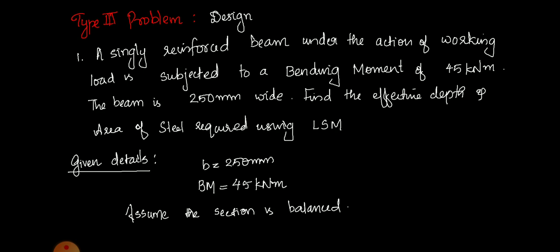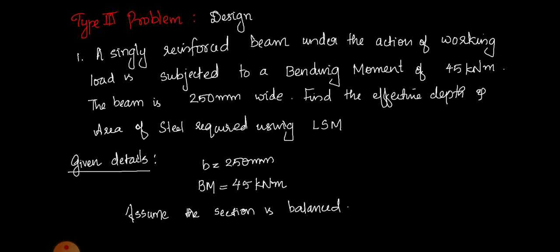Coming to type 3 problem or the design type problem, listen to the question. A singly reinforced beam under the action of working load is subjected to a bending moment of 45 kN meter. The beam is 250 mm wide and find the effective depth and area of steel required using limit state method. This question is given to design that beam. That means we have to find out the area of steel and the effective depth. That's the task. What we need to find is the effective depth and area of steel.